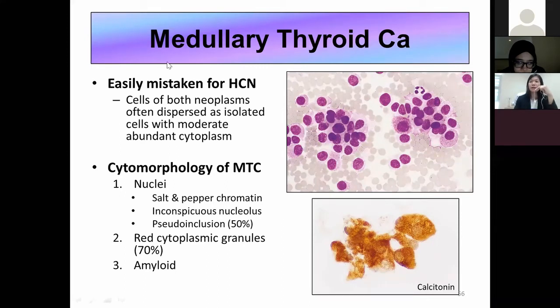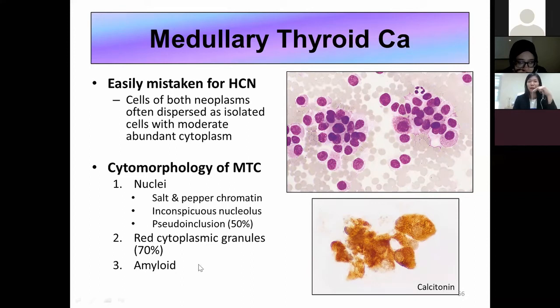It's easily mistaken for HCN because the smears of this tumor are usually very cellular, and they are very thinly dispersed, just like that of HCN. They have abundant cytoplasm as well, but they have salt and pepper chromatin patterns. What is different from HCN is that HCN usually has inconspicuous nucleoli. Very occasionally they will have nucleoli, but not too common compared to HCN.